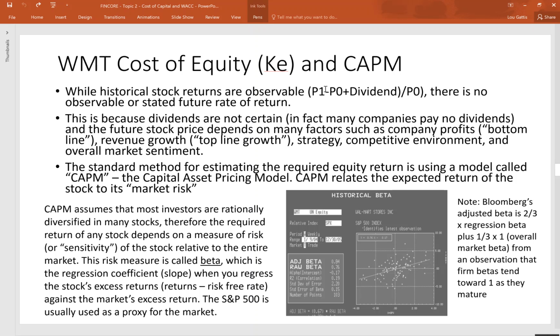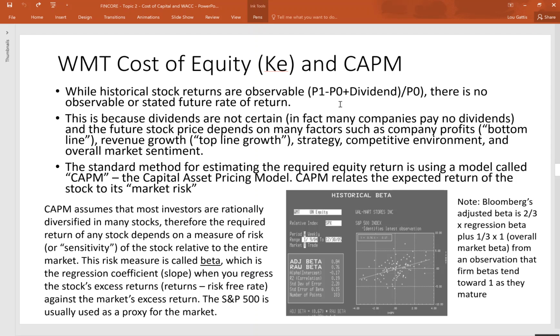So say a stock ended with price P1. Say it was priced at $110 at the end of the year and started the year at $100. That's a $10 capital gain over last year. And if it paid, say, a $5 dividend, well, I made a $10 capital gain and a $5 dividend. If I divide that by the initial price, that's the rate of return for that stock for last year. However, there's no observable or stated future rate of return.